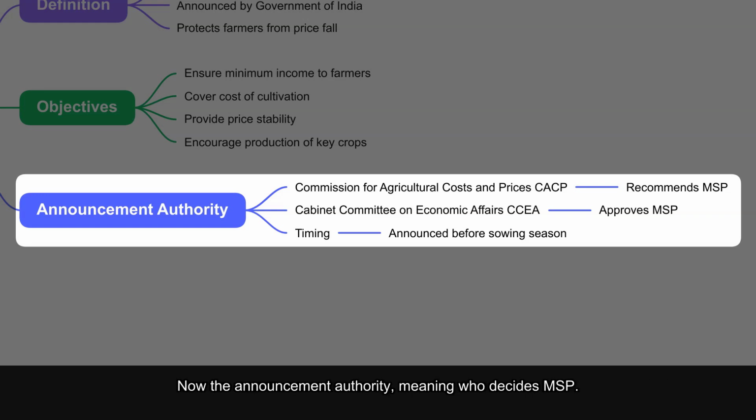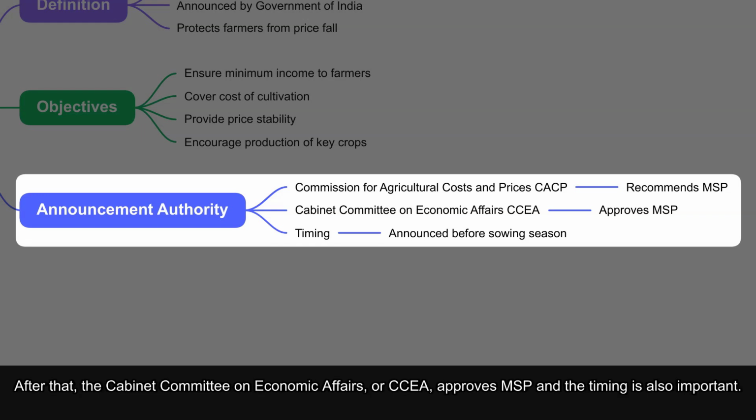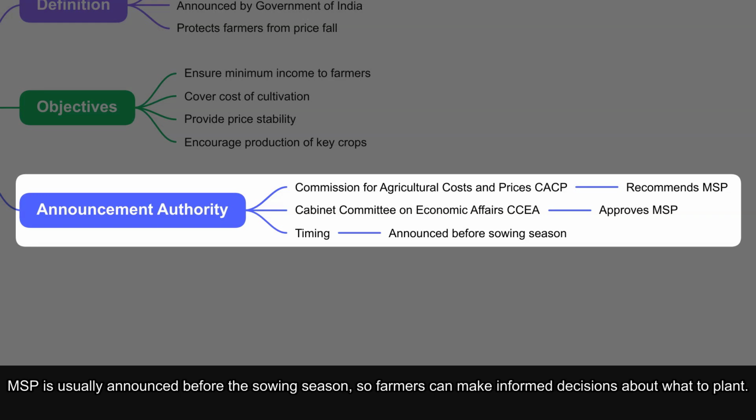Now the announcement authority, meaning who decides MSP. The Commission for Agricultural Costs and Prices, or CACP, plays a key role. The CACP studies agricultural costs, market conditions, and other factors, and it recommends MSP. After that, the Cabinet Committee on Economic Affairs, or CCEA, approves MSP, and the timing is also important. MSP is usually announced before the sowing season, so farmers can make informed decisions about what to plant.